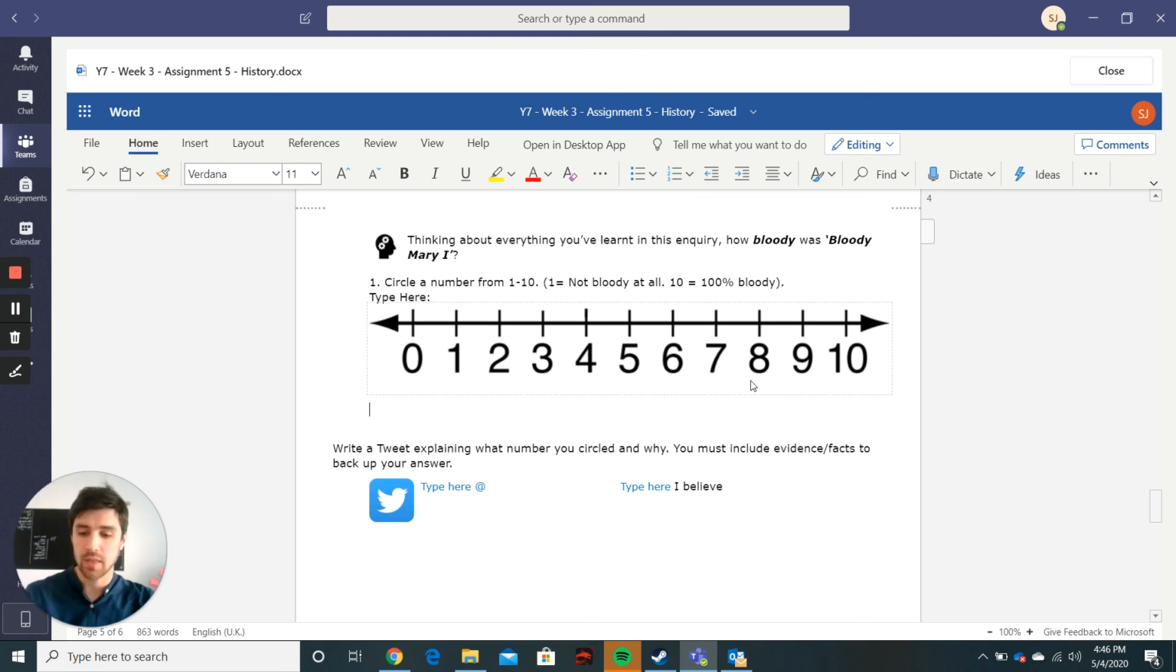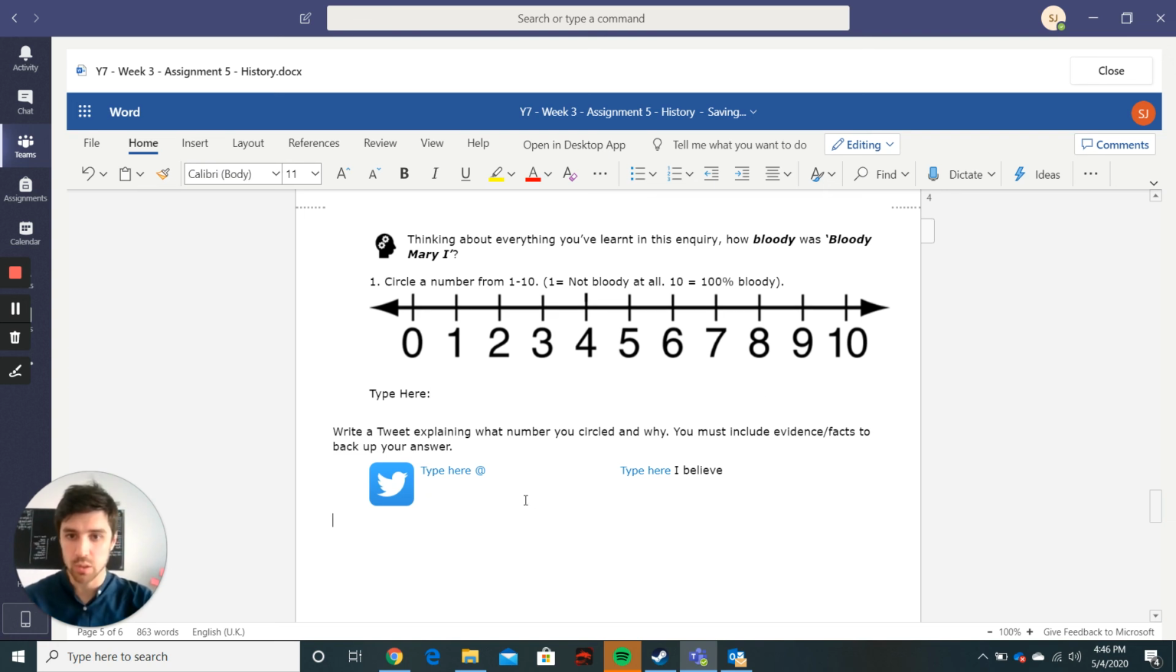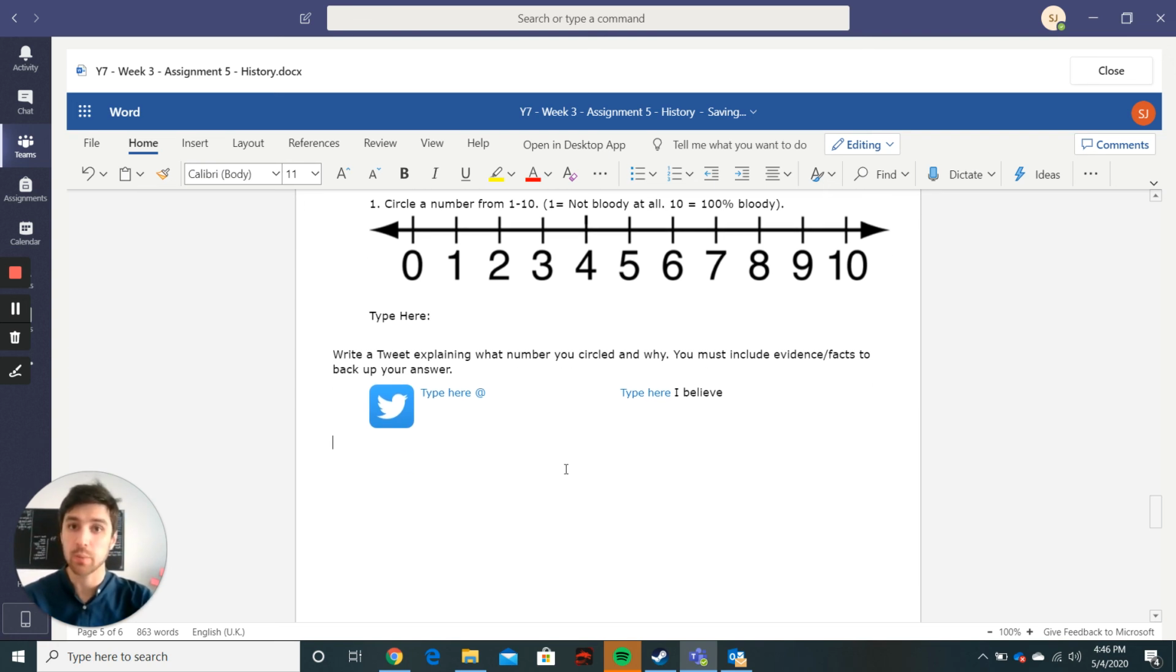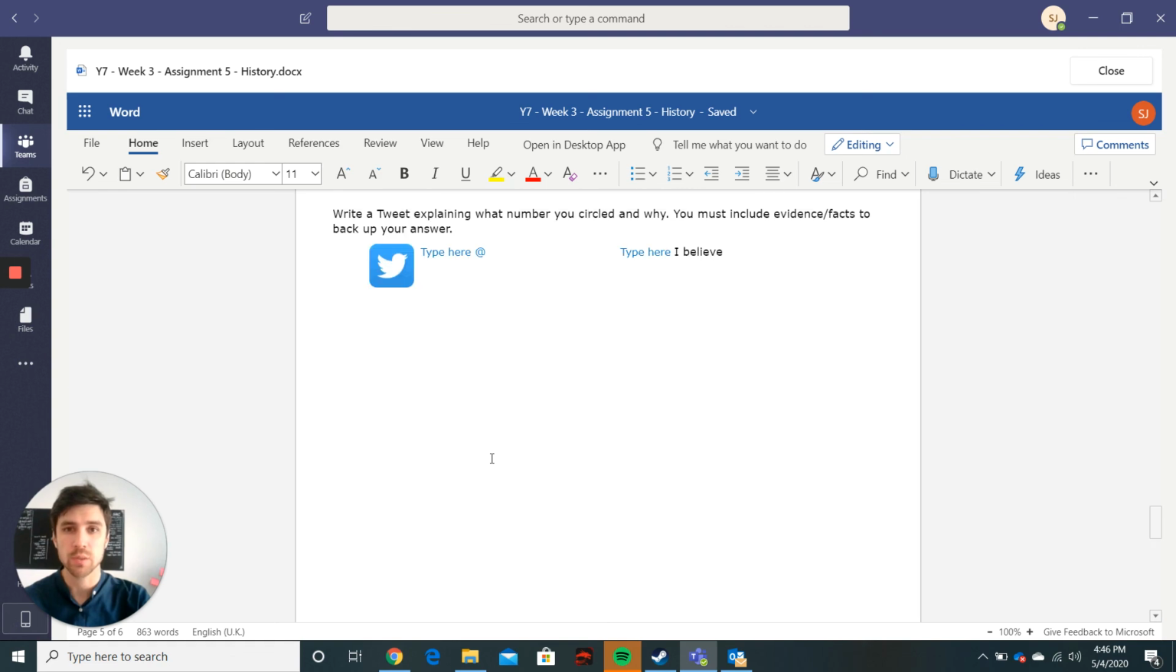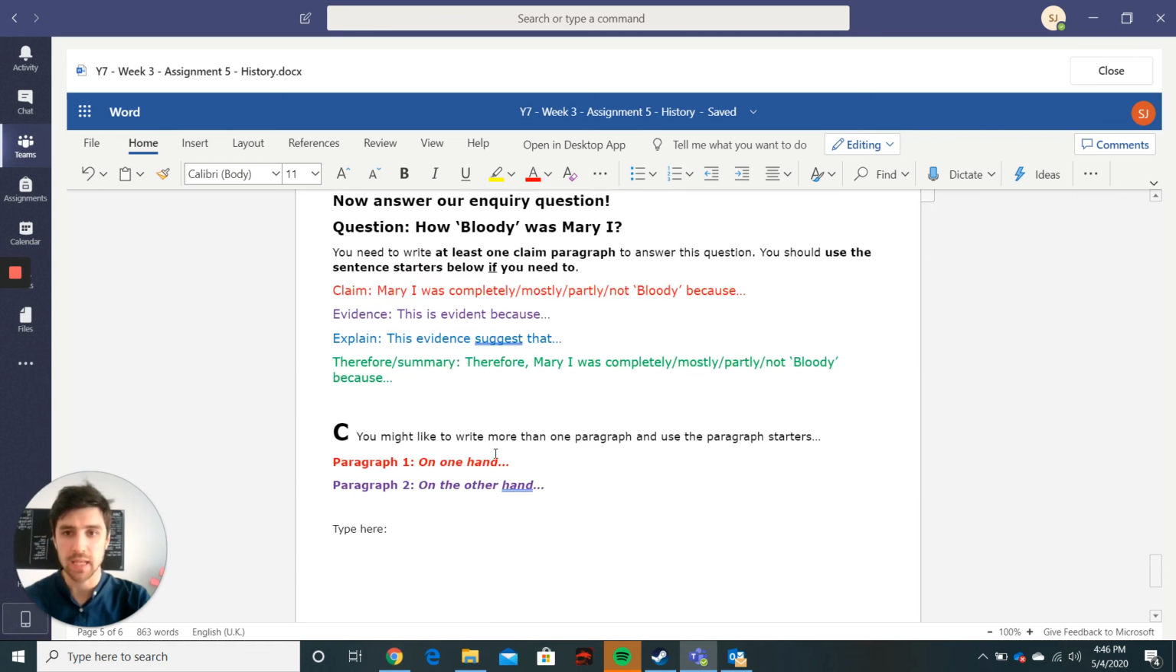And then the last thing that you are going to do is write a tweet like we practiced before, explaining what number you circled and why. In fact, I'll tell a lie, that's not the last thing. You're going to write your tweet, and then on the next page, you're going to answer our inquiry question in a couple of claim paragraphs. How bloody was Bloody Mary?